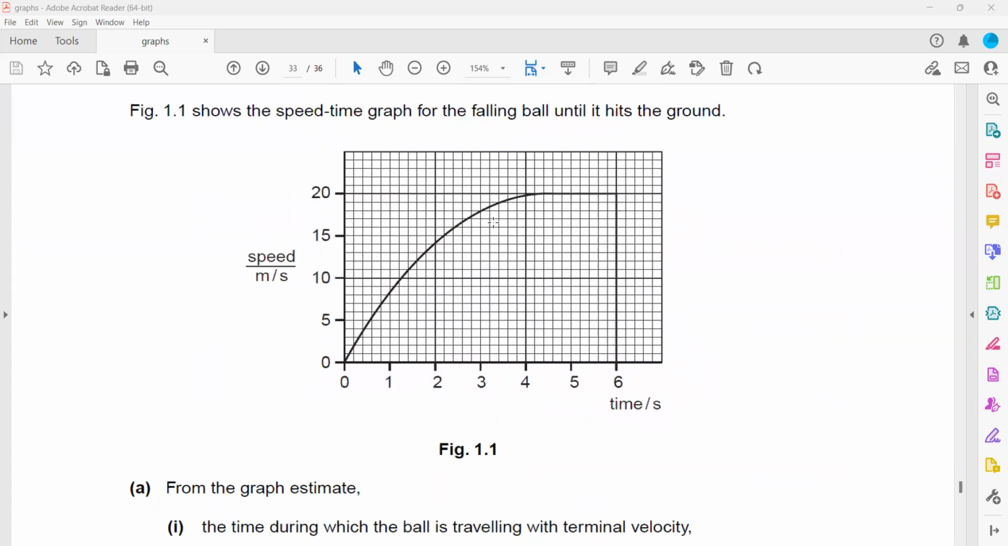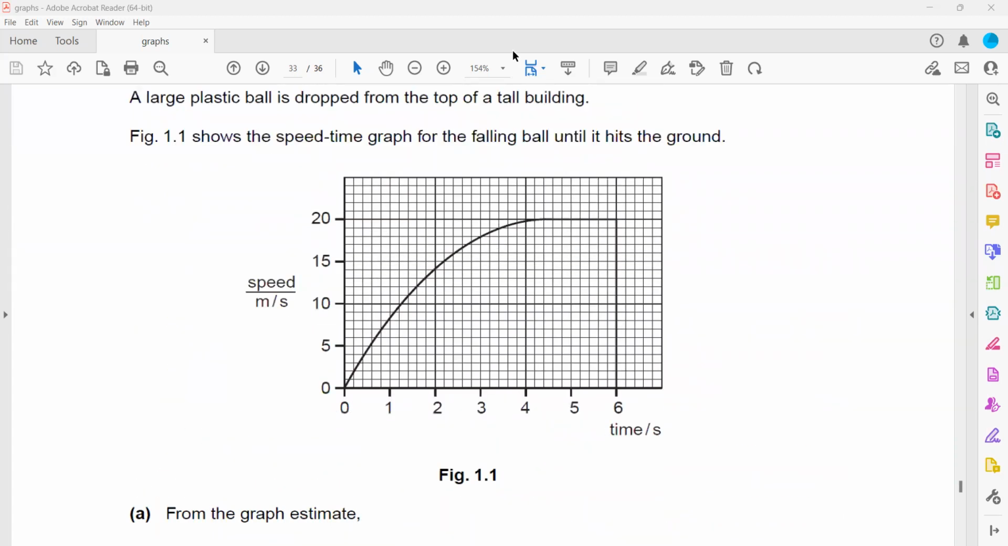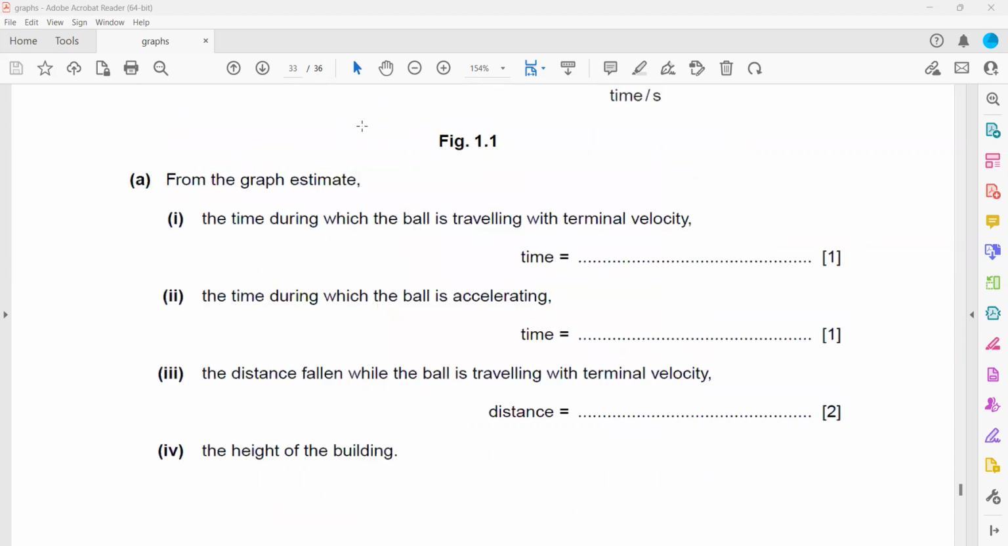Time during which the ball was accelerating. So till this point, because this whole part it was accelerating, the speed was changing. So from 0 to 4.1 seconds.